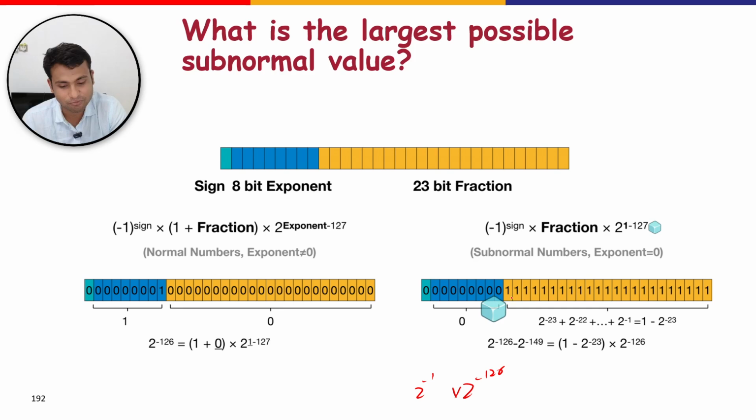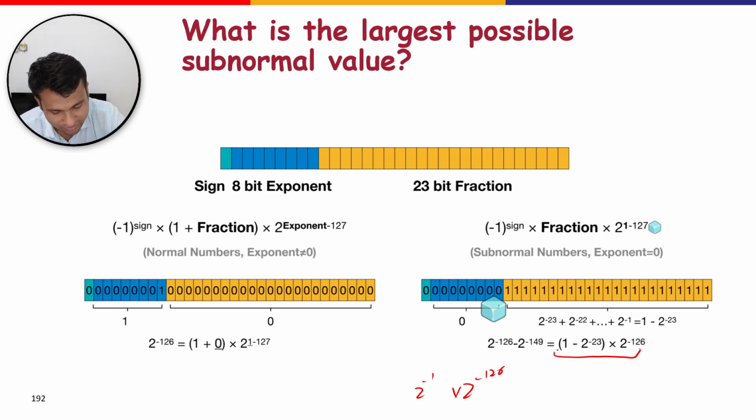If you have to reach the positive value, then all these are getting added internally, right? So you add 2 raised to the power minus 1, 2 raised to the power minus 2, and so on, you add all of them. This is actually a GP series, and this would give you the answer: 1 minus 2 raised to the power minus 23, into 2 raised to the power minus 126.